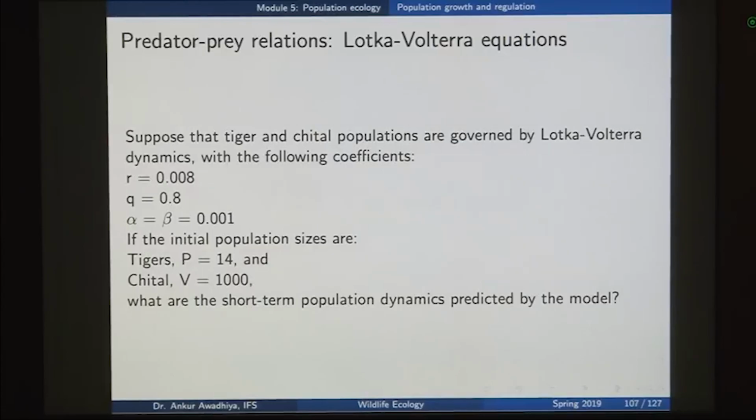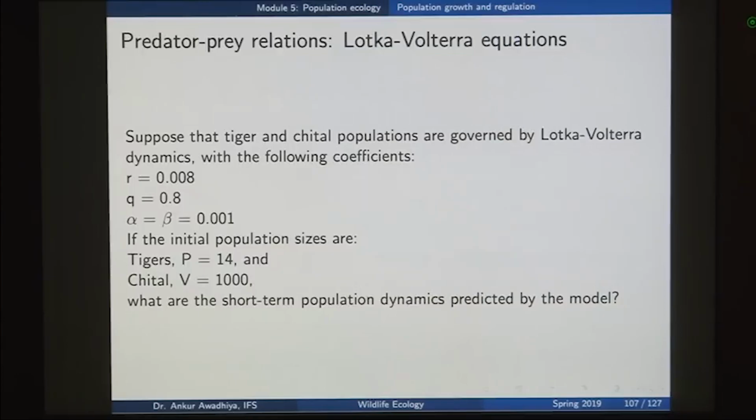Now, let us look at this example. Suppose that tiger and cheetal populations are governed by Lotka-Volterra dynamics with the following coefficients. We are given the values of R, Q, alpha and beta, and the initial population sizes are given. So, you have 14 tigers and 1000 cheetal.